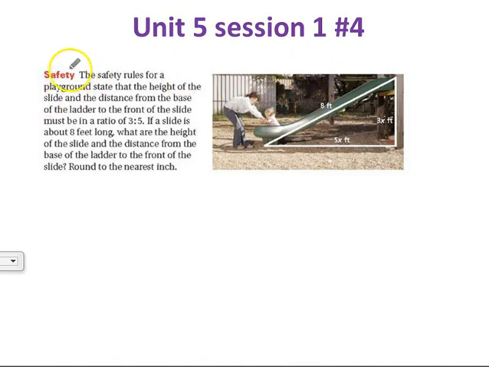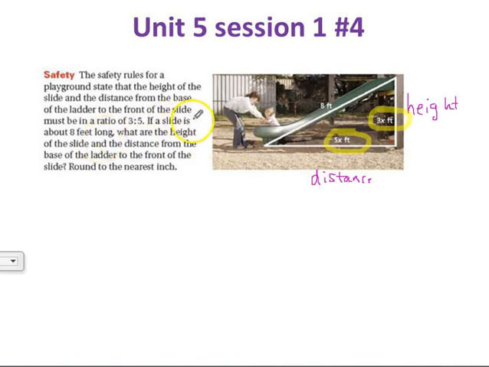So here we've got a problem where it says the safety rules for a playground state that the height of the slide and the distance from the base of your slide to the front of the slide must be in the ratio of 3 to 5. And you can see that that's listed right here, 3x to 5x, because we don't know specifically, but that's the ratio. If we have a higher slide, we would just multiply that height times 3, and then the distance would have to be multiplied by 5. It has to be in that ratio.